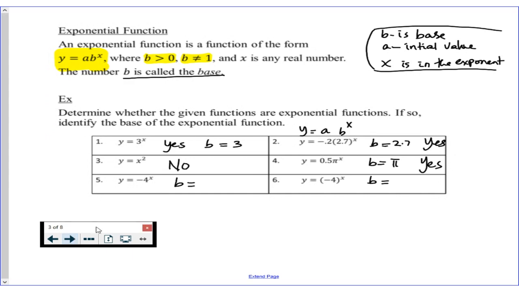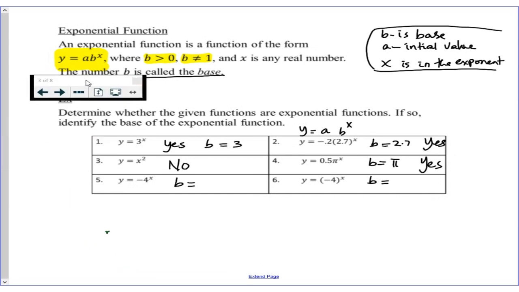In number 5, the negative is outside the exponent. Because if you follow PEMDAS, the negative is subtraction based, guys. So you do the exponent first, then the negation. So for that, this expression is y equals -1 times 4 to the power x. So a is -1, b is 4. A is -1, B is 4. So if there is no parenthesis, B is positive, and there's a -1 outside.